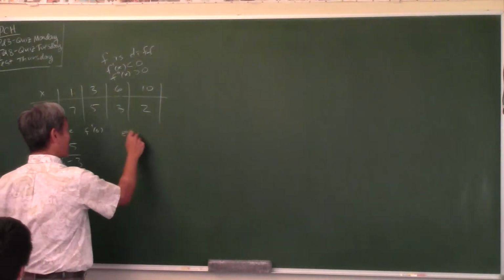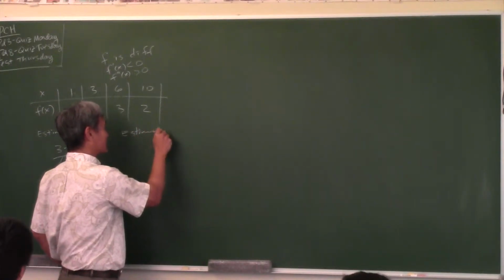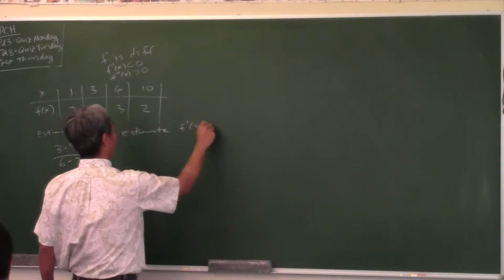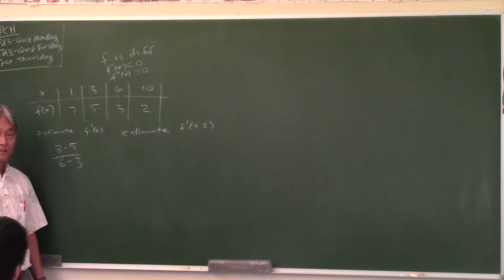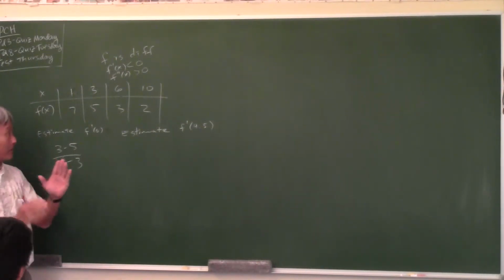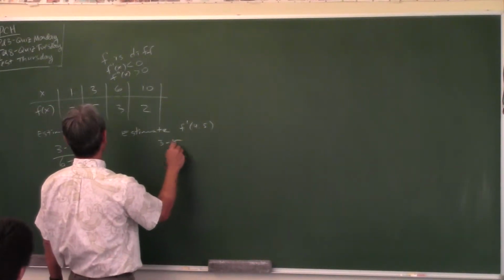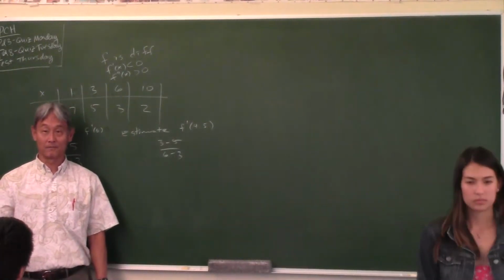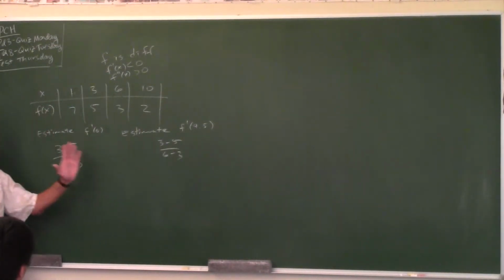Okay, next one. Estimate f prime of 4.5. Now, is 4.5 on the chart? No. So Chung, what do I do? Yeah, you use the 2 points that immediately surround it, so that would be these 2. So it would be the same thing? Yeah. Okay, there you go. So it'll be 3 minus 5 over 6 minus, and please do not go x minus x over y minus y like last time. This problem is only going to be worth 1 point.